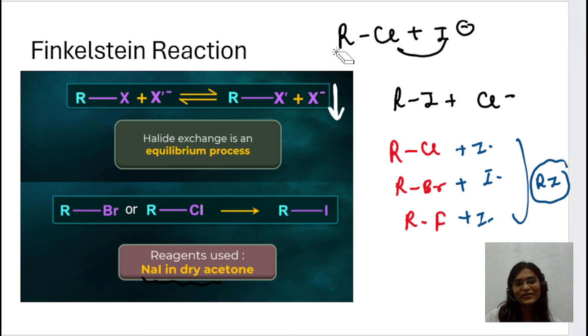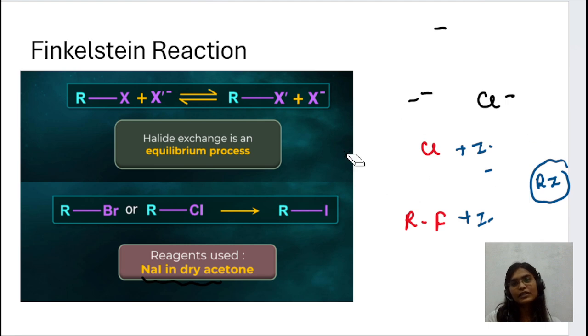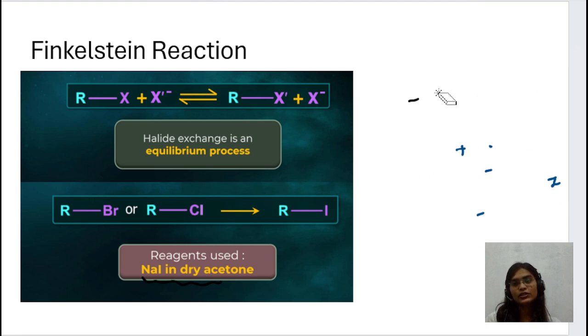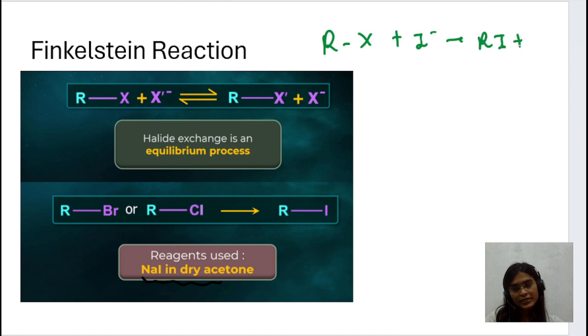So many variations. Okay, so listen to my point. In this reaction, this is my RX, and this is I negative, and there is a formation of RI and some precipitate. This is some NX, and it is going to precipitate. Note that it can be chlorine, bromine, or fluorine as well. It is precipitated down, so equilibrium is there.